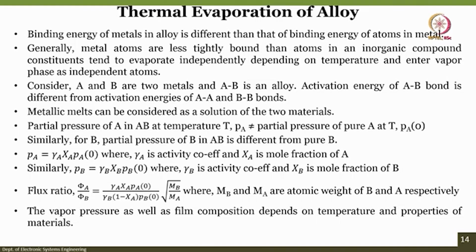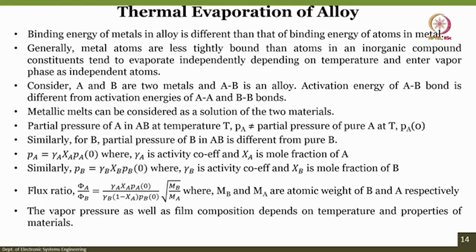So, metallic melts can be considered as a solution of 2 materials. The partial pressure of A in AB at temperature T, PA, is not equal to the partial pressure of pure A at T, or PA0. Similarly, for material B, the partial pressure of B in AB is different from that of pure B. So PA can be gamma A times X A times PA0, where gamma A is the activity coefficient and X A is the mole fraction of A.